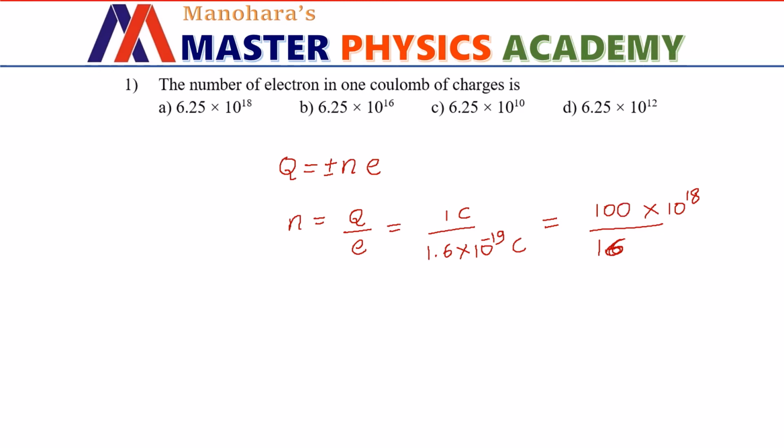So it is 100 by 16, again to make the calculation easy and quick. So it is 4 into 4 is 16, 4 into 25 is 100. So 25 by 4 means it is going to be 6.25, and the power of 10 is 18 here. So the answer we are looking for is in option A.